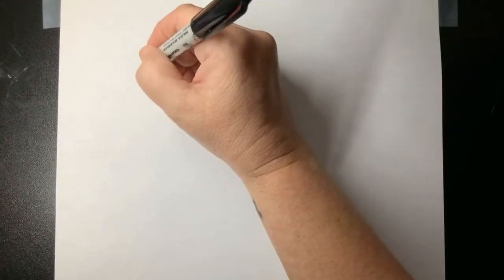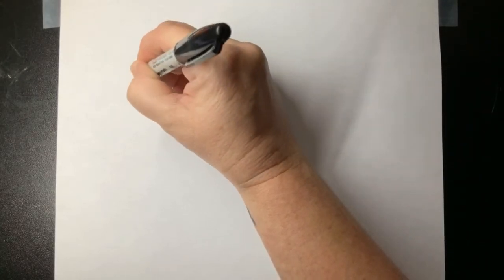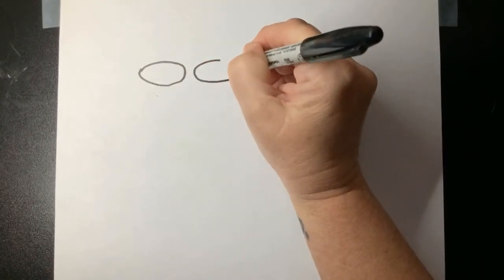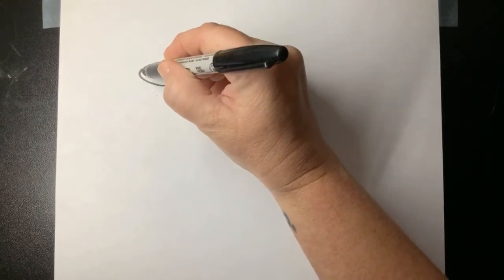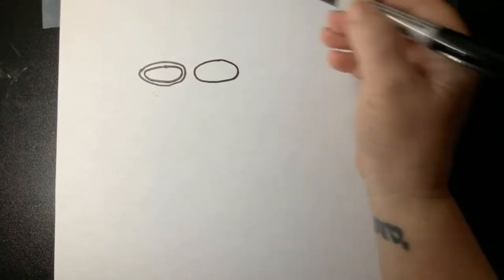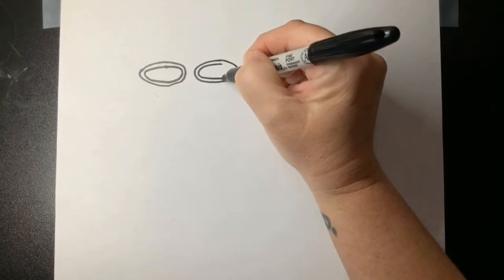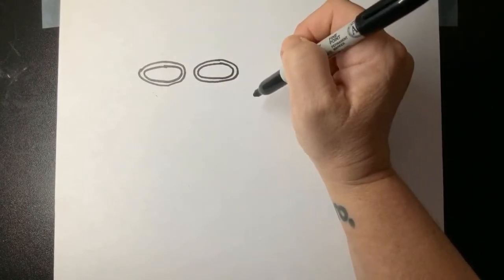So the first thing I'm going to do is draw two ovals. One and two. This is the start of my Pete the Cat and his sunglasses. Now to finish his sunglasses, I'm going to put another oval inside the first oval. Okay, and let's do one inside the other one. This is showing where our frames are, and then inside here would be the glass.